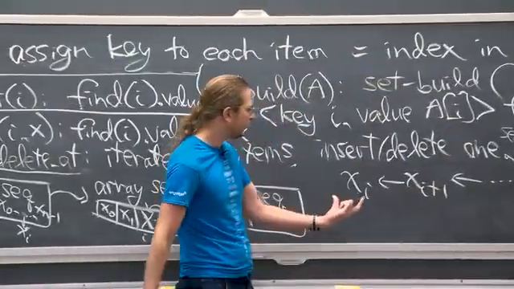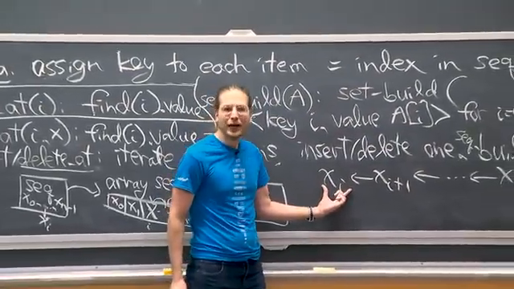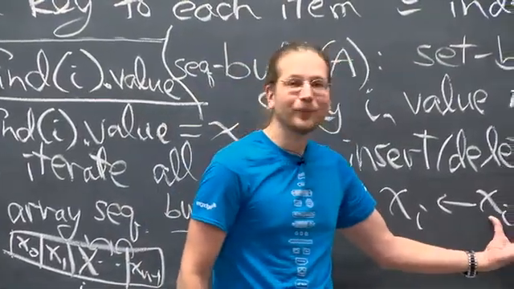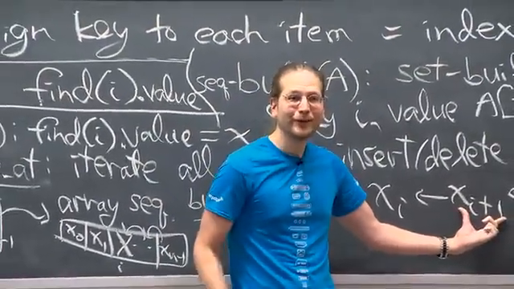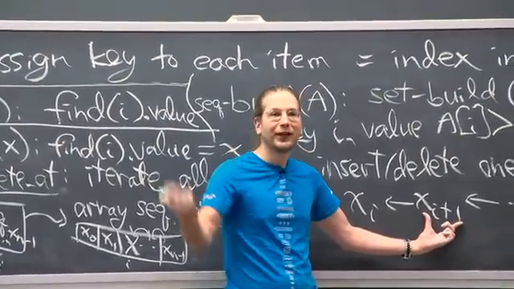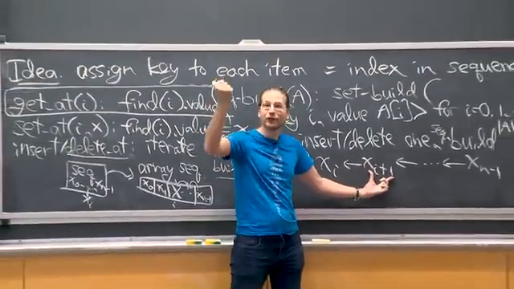And so we can start out by deleting the item with key I. That will get rid of this guy. Then we can delete the item with key I plus 1, and that gives us the item. And then we can reassign its key to be I instead of I plus 1, and then reinsert it.